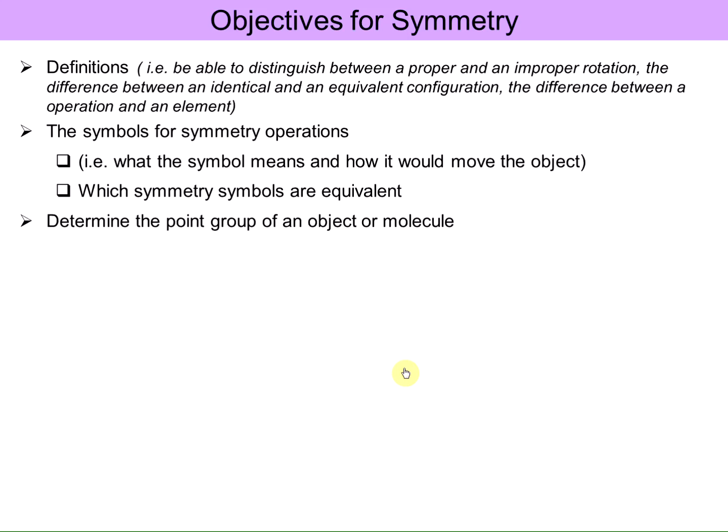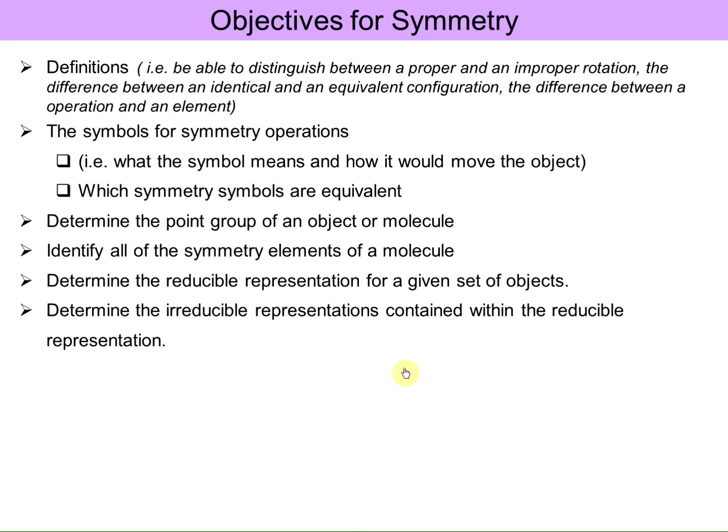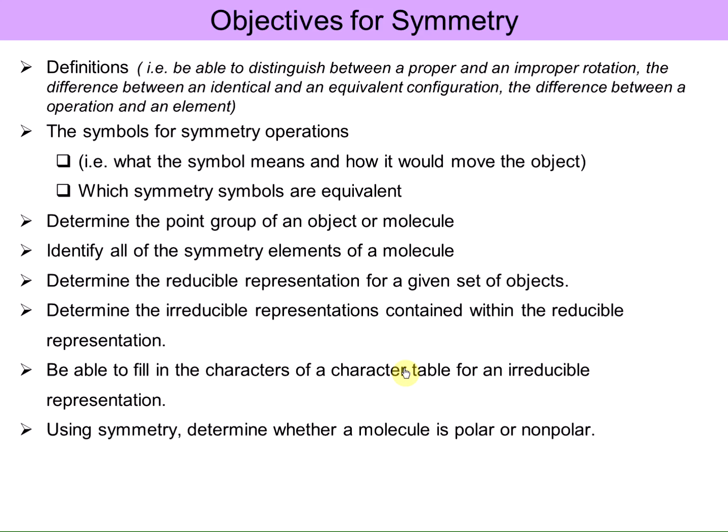We also want you to be able to determine the point group of an object or molecule, identify all the symmetry elements of a molecule, determine the reducible representation for a given set of objects, determine the irreducible representations that are contained within the reducible representation, and also to be able to fill in the characters of a character table for an irreducible representation. And then using symmetry, you should be able to determine whether a molecule is polar or nonpolar. And also using symmetry, we will be able to determine whether a molecule is chiral or achiral.